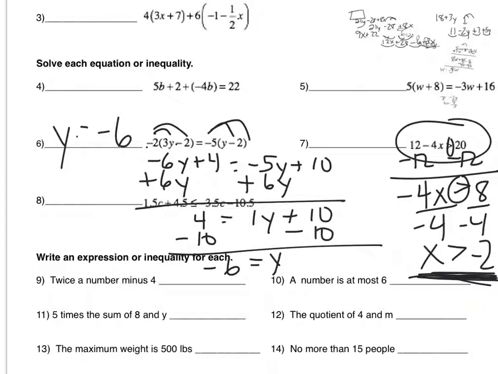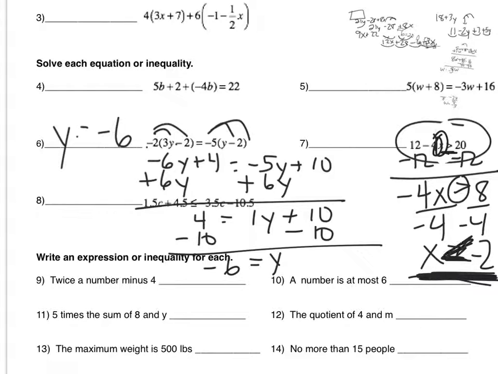So let's just test 0 up here. What's 4 times 0? 0. And then what you're left with then, if that 4x is gone, is that 12 minus 0 is 12. But 12 is not greater than 20. That is why the numbers greater than negative 2 are not solutions. That's why you have to flip that around and change it to less than.